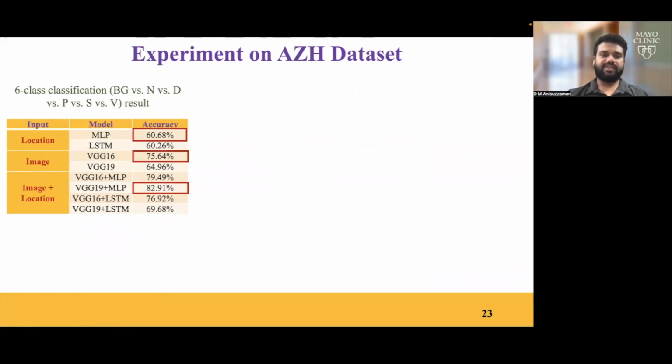So on the experiment on AJ's dataset, we did a 6-class classification. That is the classification between all the 6 classes. The main reason for doing this multimodal classification is to show that combining 2 different features from 2 different sources will actually improve the result, which it did. You can see that from the location data, we only get 60% accuracy. From the image data, we got only 75% accuracy. From the multimodality, we get 82% accuracy. So the accuracy improved by almost 5% using both modalities, or the concatenation from these 2 models.